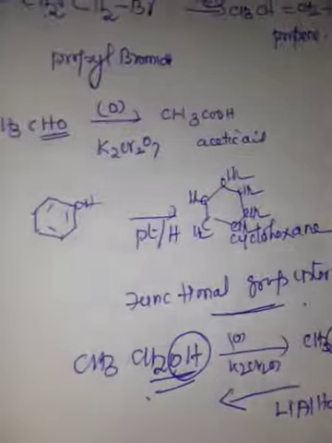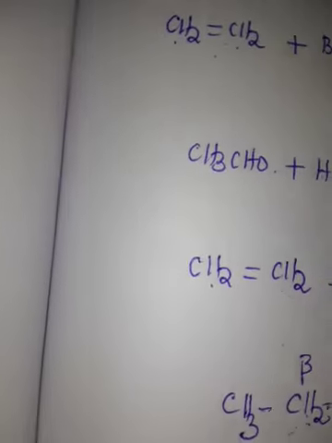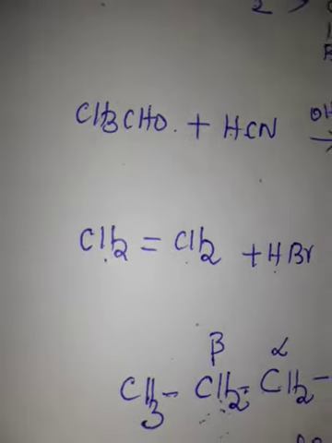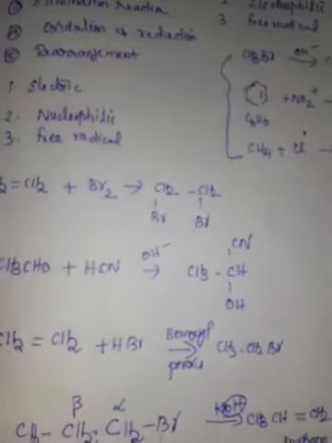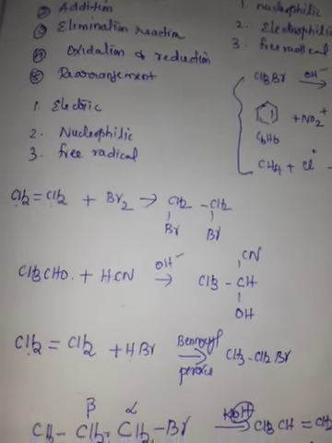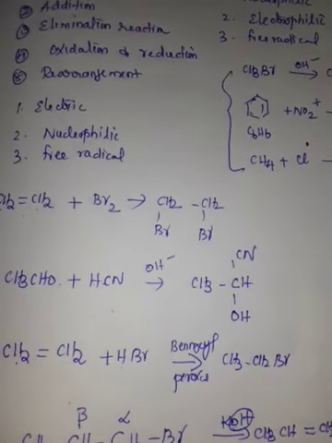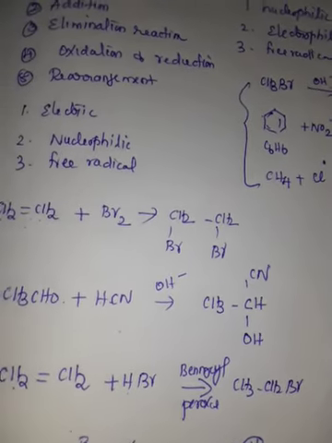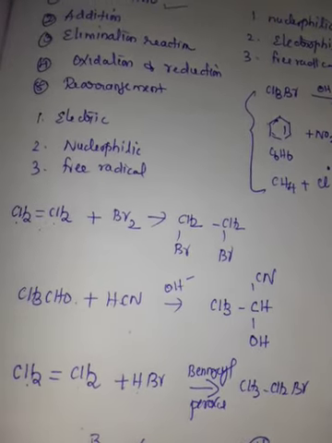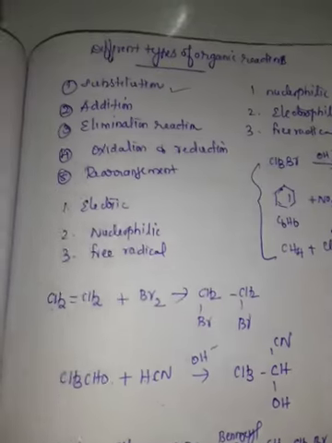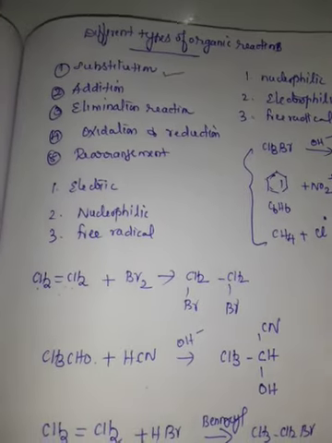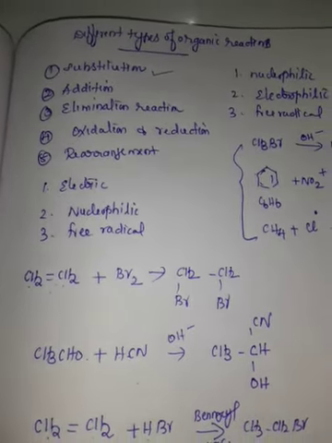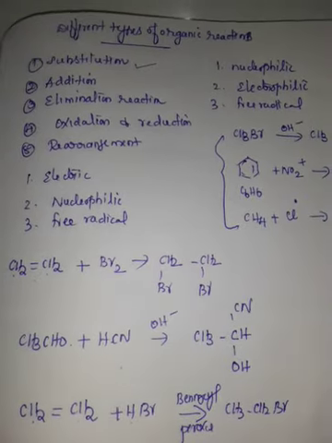Children, everything is given clearly in the book, page numbers 171 to 174. But whatever I taught here, just mark it in the book, that is enough. You can go through other examples if you want. Whatever I taught in this video, just mark it in the book and learn all this: substitution, addition, elimination, oxidation and reduction, rearrangement, functional group interconversion.